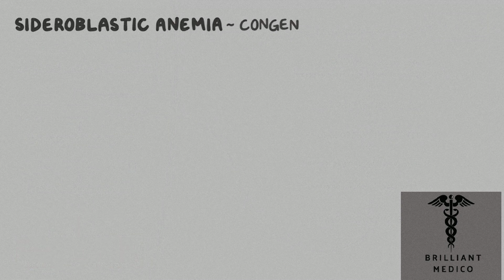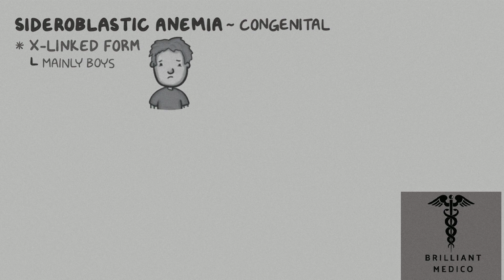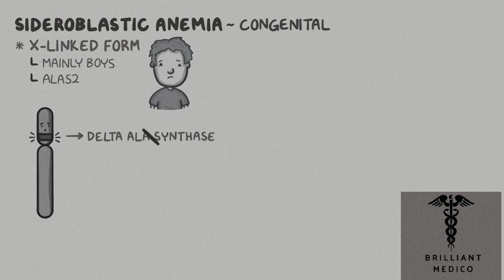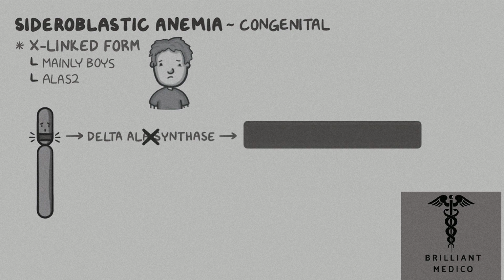Sideroblastic anemia can be congenital or acquired. The most common congenital cause is an X-linked form, which means it happens on the X chromosome, and affects mainly boys since boys only have 1 copy of the X chromosome. The X-linked form is caused by mutations in the ALAS2 gene. The ALAS2 gene is involved in coding for delta ALA synthase. Without delta ALA synthase, there's a buildup of iron and not enough normal heme production.